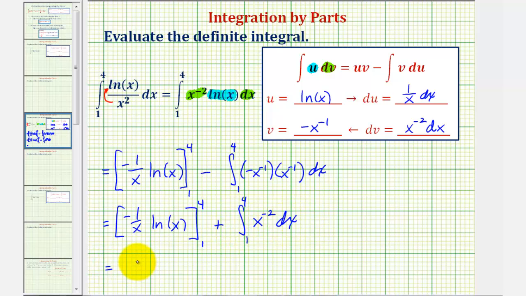So we have negative 1 divided by x natural log x plus the antiderivative of x to the negative 2. We'd add 1 to the exponent. That would give us x to the negative 1. And then we divide by negative 1, so we'll have negative x to the negative 1. And we'll have to evaluate this at 4, then 1, then find the difference. Let's finish this on the next slide.